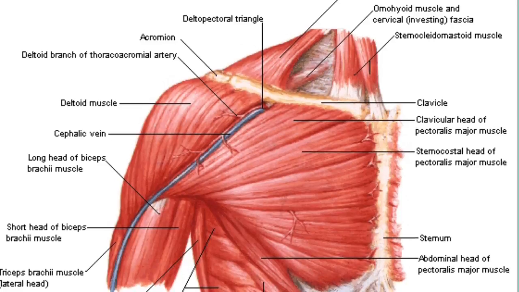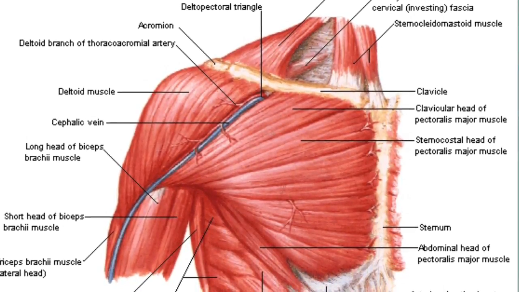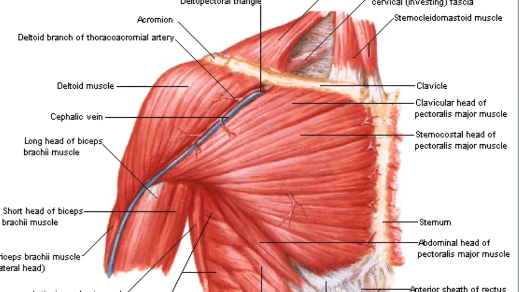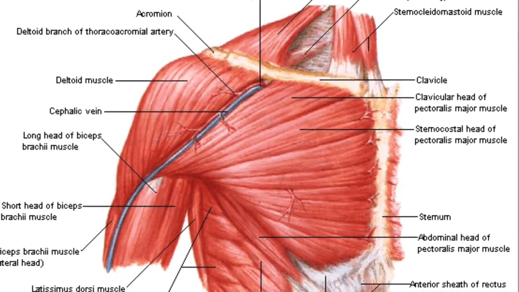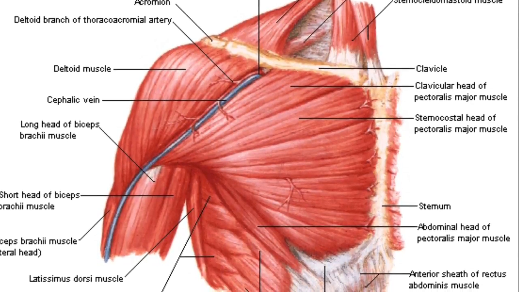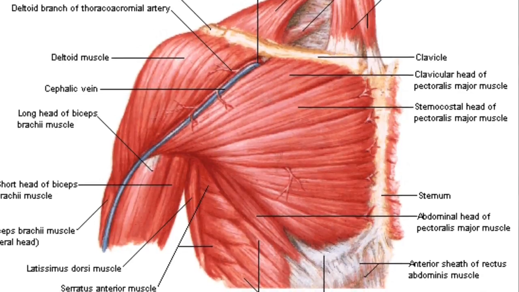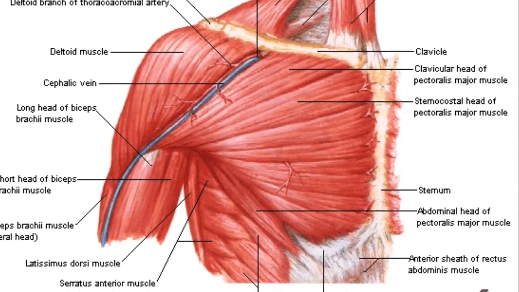The subscapularis, teres major, latissimus dorsi, and pectoralis major are internal rotators, while the teres minor and infraspinatus are external rotators. In addition, the triceps brachii, teres major, posterior portion of the deltoid, and the latissimus dorsi are all extensors.